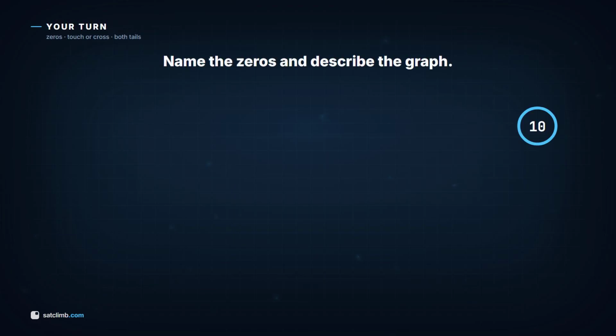Your turn. F of x equals negative x plus 1 times x minus 3 squared. Name the zeros, say which one the graph crosses, and describe the 2 tails. Pause here.